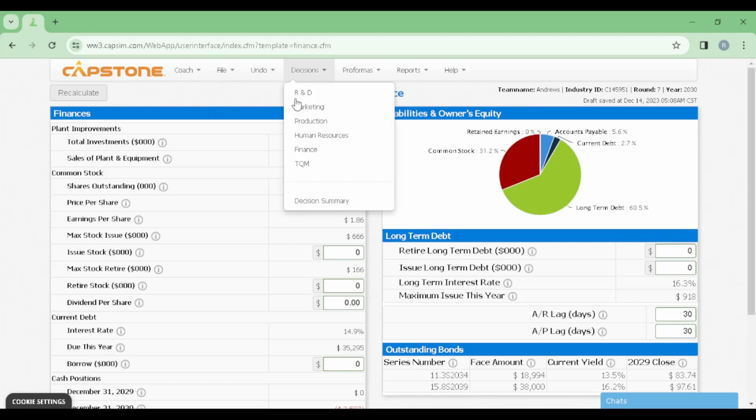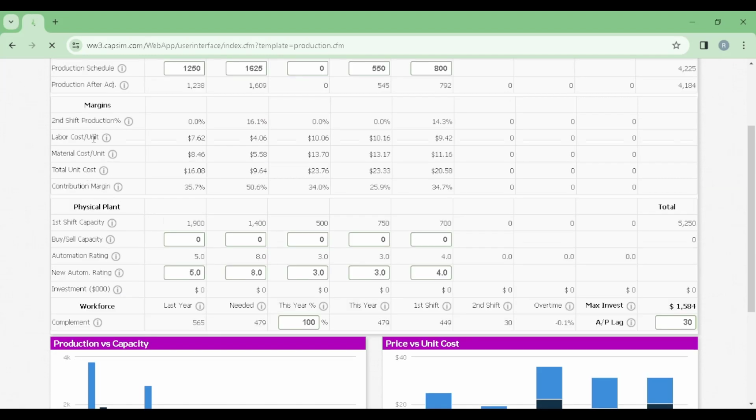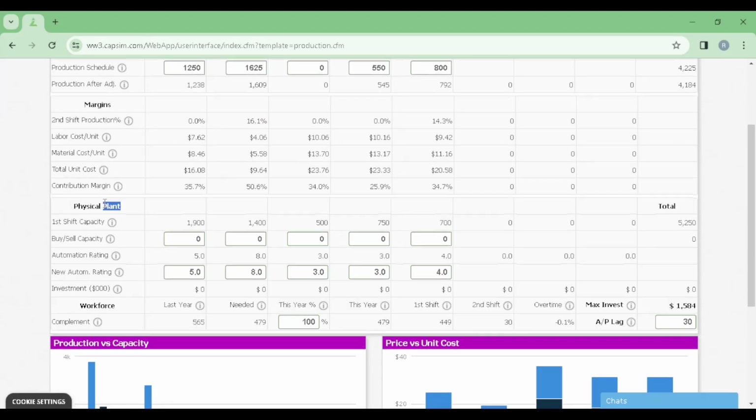So I'll just take you back to production. Under production, we have this part called the physical plant, whereby you have the first shift capacity, the buy or sell capacity, the automation rating, and the investment part. So this is where that plant improvement comes from.